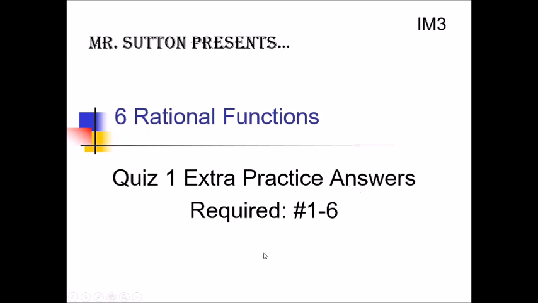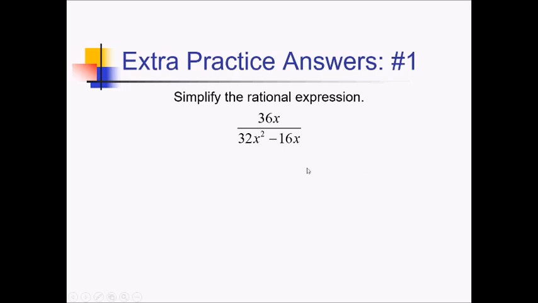rational expressions. To simplify this rational expression, I need to first make sure there's no common factors, and to do that, I'm going to factor out my denominator so I can see what I'm dealing with down there. So it looks like I can take out a 16 from both of those, and also an x, because they each have an x, so 16x. So that makes 32x squared into 2x, and then negative 16x, that's going to become a minus 1.